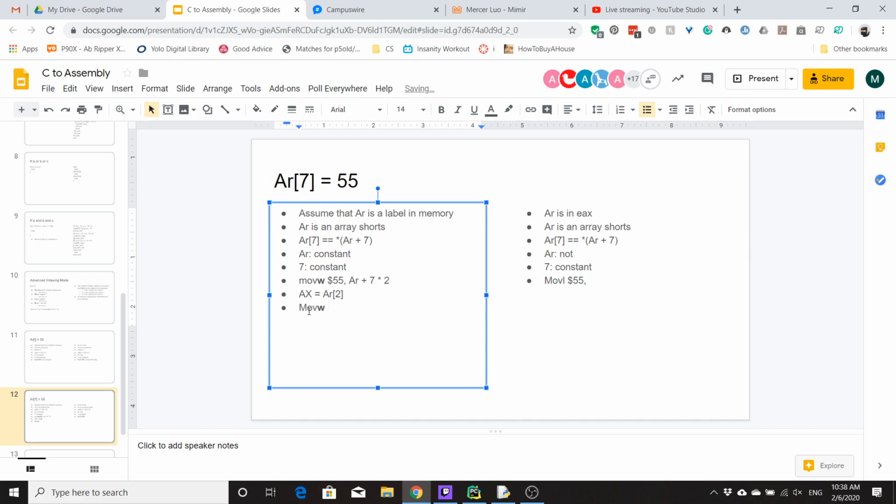Where from memory do we want to start reading? Where in memory do we want to start reading from? AR, right, plus 3 times 2. Right, and just to make sure that we know where the times 2 is going, it's around there. And we would like to put that value into AX. How is this line different from this line?